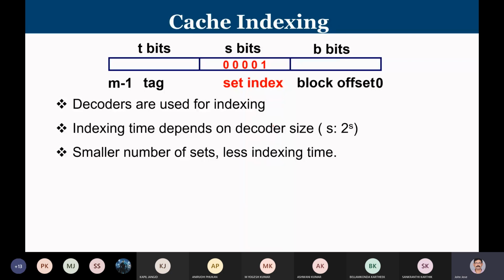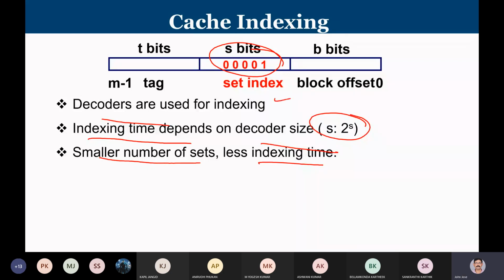Now to index into the cache, how do you do it? Decoders are used for indexing. So once you get the address, this will tell you where to go. So with more number of sets, it will take more time to decode. Indexing time depends on the decoder size. S is to 2 to the power of s. Smaller number of sets, less is the indexing time. So if it's a small cache, meaning the number of sets are less, it will take less time to index into the cache.